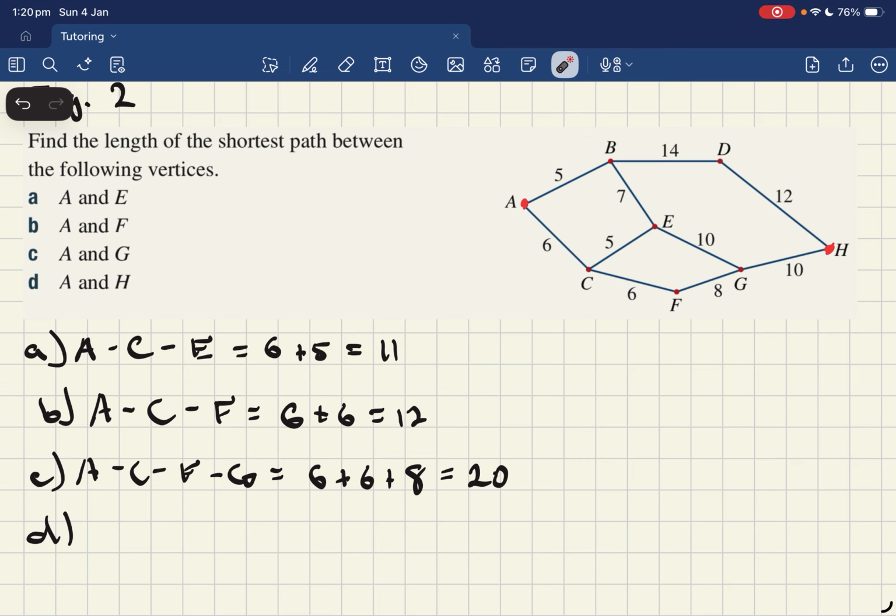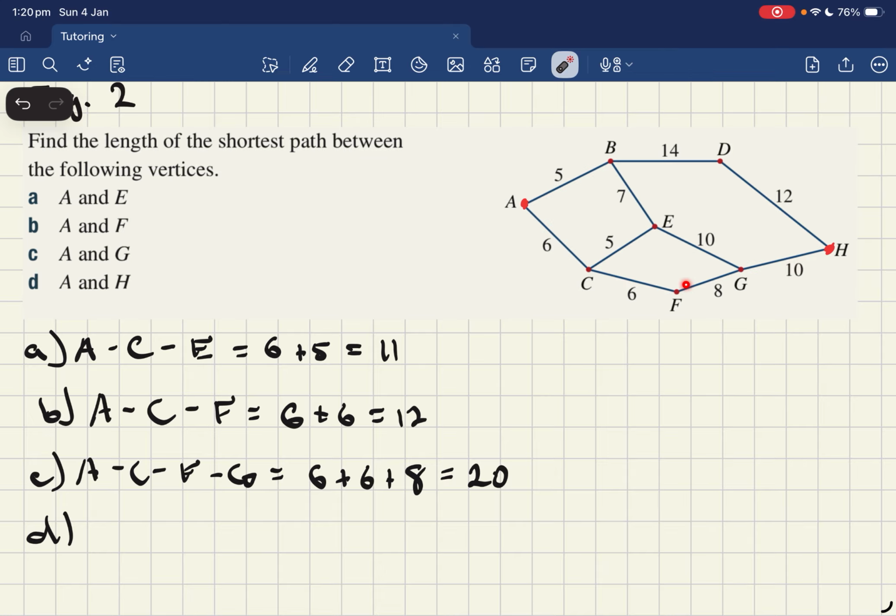Now I can just check this with the other ones. So I can go 5, 7, that's 12, plus 10, 22, here 32. And this one here, that will give me 5 plus 14. That's going to give me 19. And then adding 12 to that will give me 31. So that's going to be longer again.